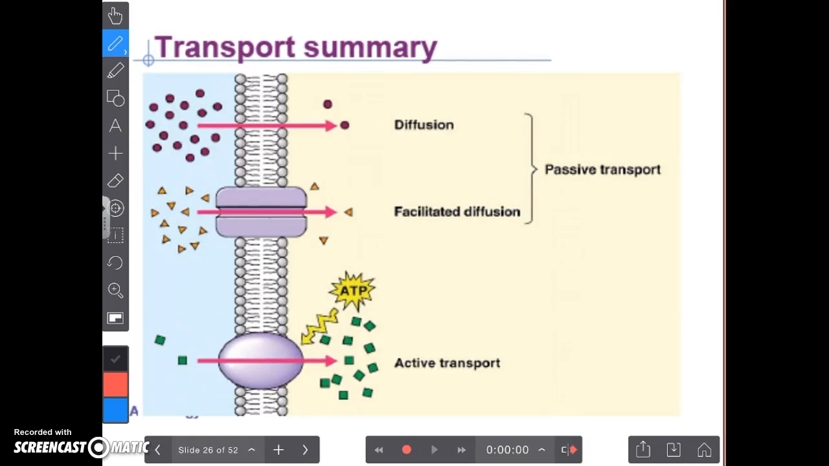Other ways of transport: simple diffusion can pass right on through without any help of a protein. Facilitated needs a protein but is still high to low. Active transport is where I have a lot inside already but still want to have more, so I have to pay the doorman, pay the bouncer, and I use energy as my currency.